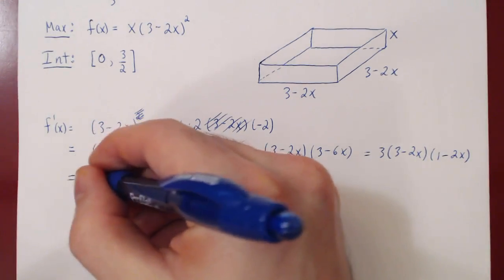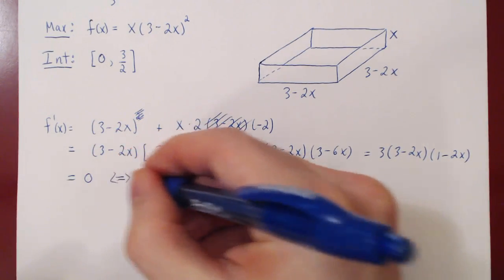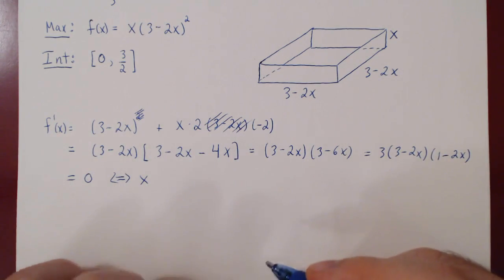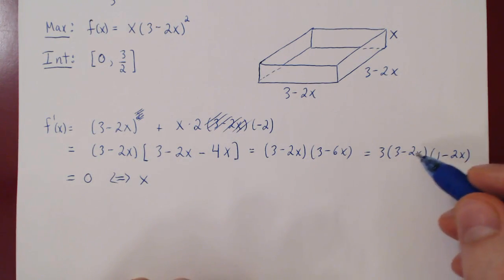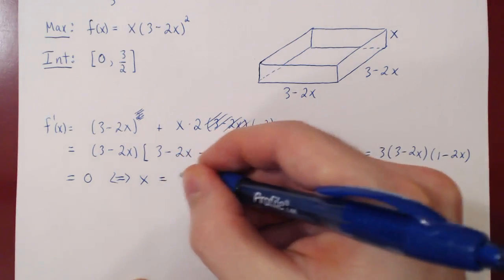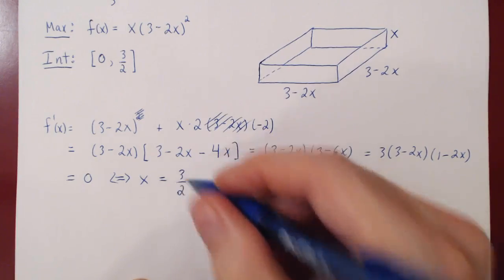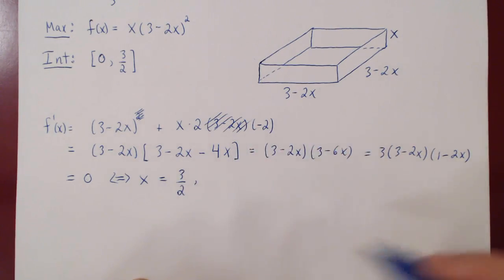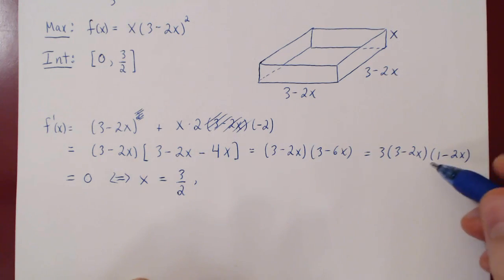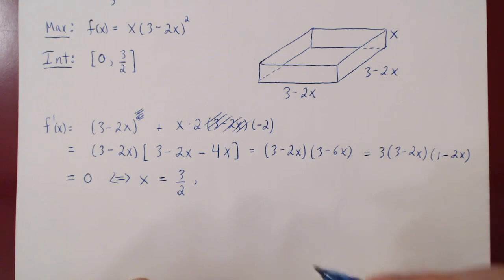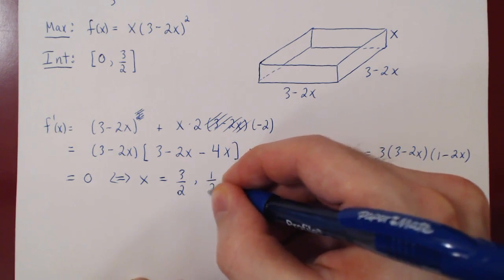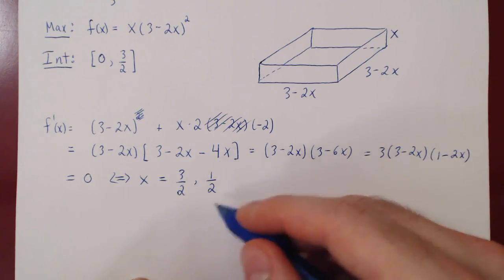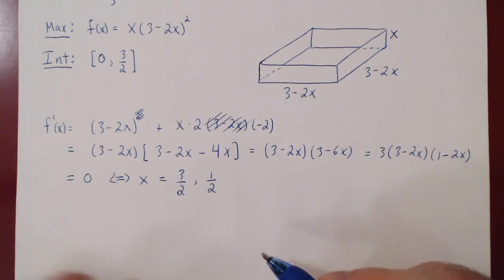And so this will be equal to 0 if and only if one of the factors is equal to 0. So if 3 minus 2x is 0, 3 equals 2x, therefore x is equal to 3/2. And we already had 3/2 as the right endpoint of our interval, nothing new here. But the other term could be 0, and so if 1 minus 2x is 0, 1 equals 2x, divided by 2, x is equal to 1/2, which is a second critical point which happens to be inside of the interval.